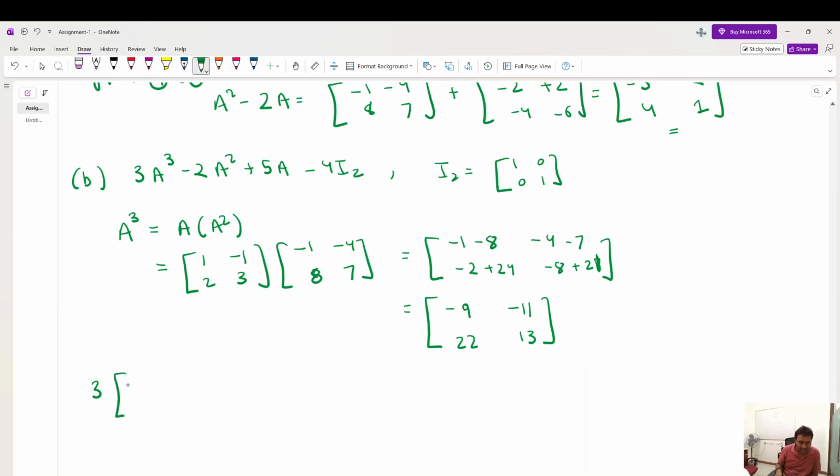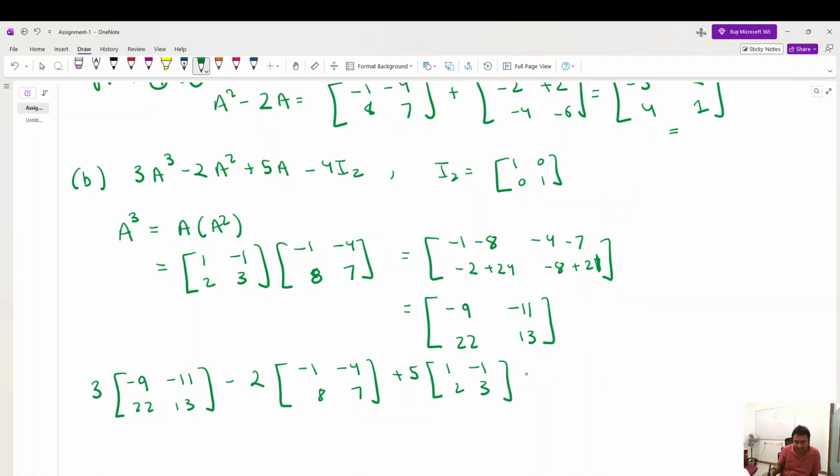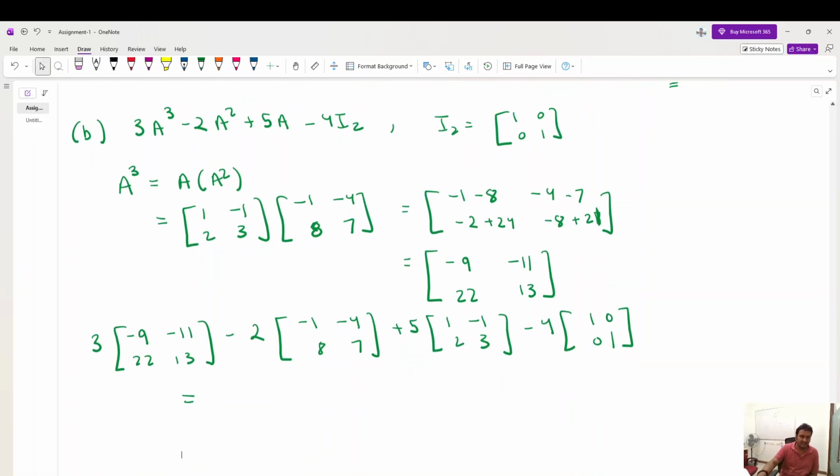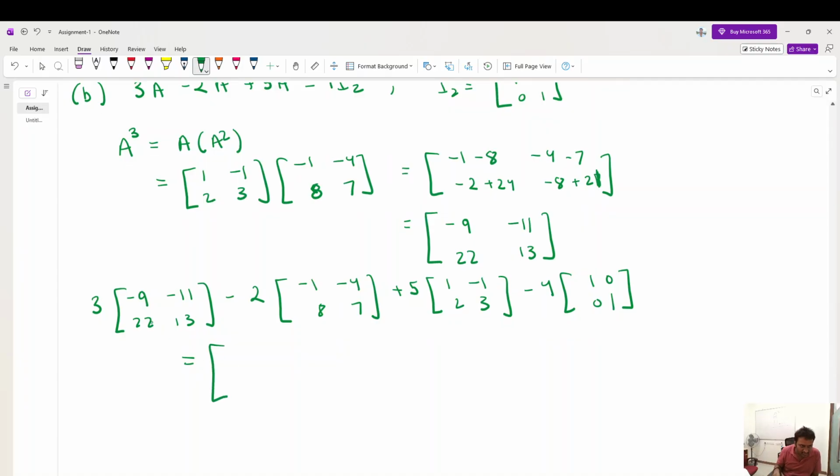See, you have A cube, substitute it here. You have to compute minus 2a square. You already have A square. You have this also, plus 5a. What is A? 1, -1, 2, 3. And then minus 4 into 1, 0, 0, 1. So I want to find this, right? So let us find. So 3 into this matrix. Each and every entry will get multiplied. 3 into 9, 27, I guess.